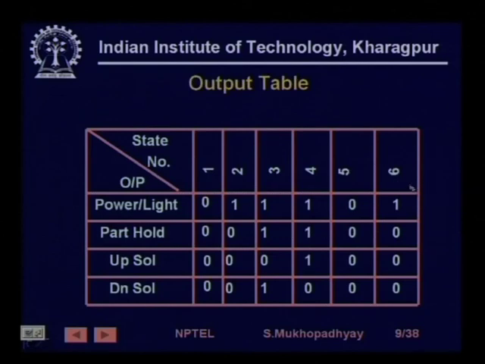So, there are 6 states and there are 4 outputs. It says that the power light switch stays on in states 2, 3, 4 and 6, the part hold stays on only during 3 and 4, the up solenoid is 1 during 4 and the down solenoid is 1 during 3.